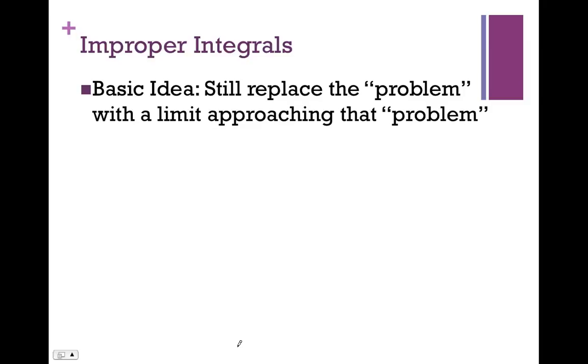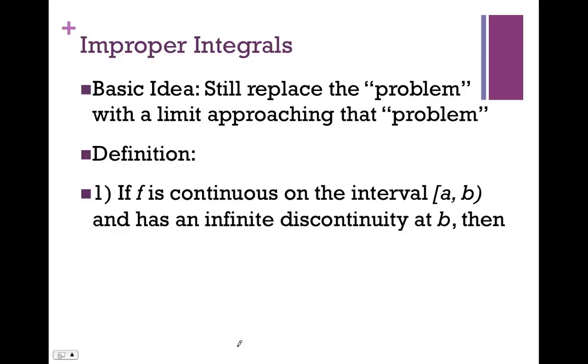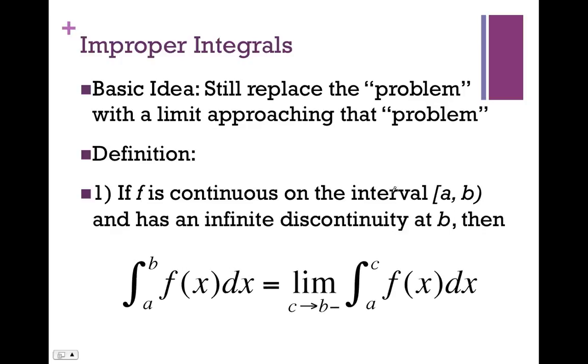Our basic idea is still the same. We are going to replace the problem with a limit that approaches that problem. For example, if f is continuous on the interval from a to b, notice my function is continuous when x is equal to a, but b is not included in this interval. So I have an infinite discontinuity at x equals b. If that is the case, that means b is the problem. I'm going to replace b with a limit as c approaches b from the left of the integral from a to c of that function. Okay? So I'm replacing b in my upper limit of integration with a limit approaching that problem from the left.